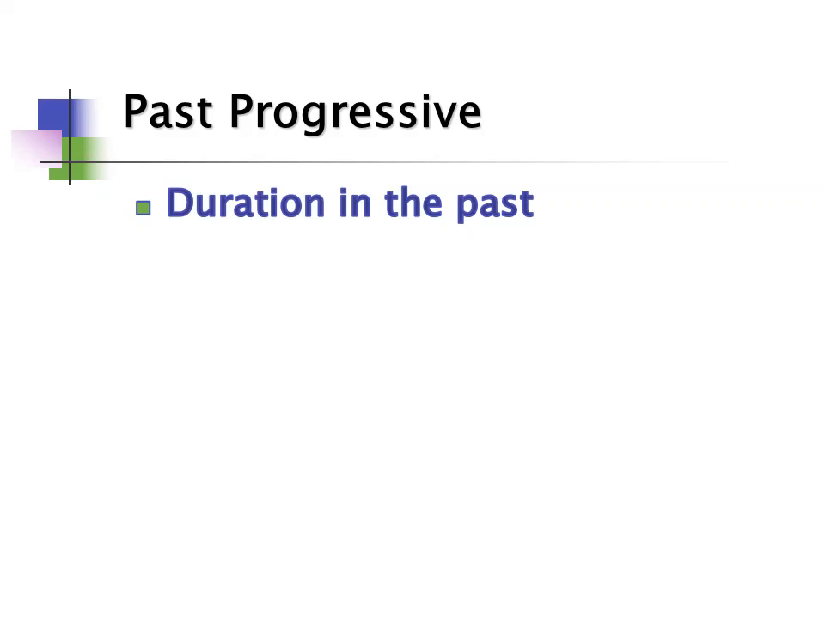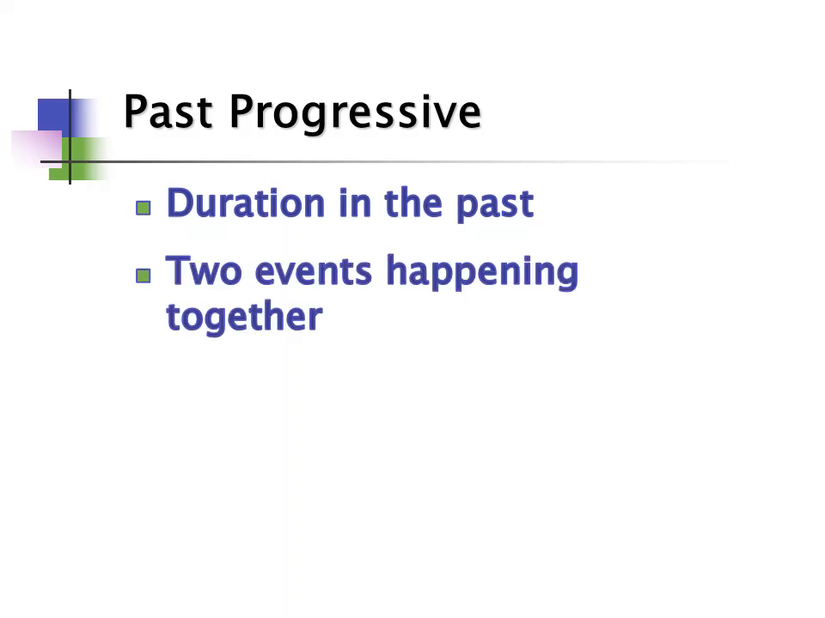And past progressive is also known as the past continuous. So it's an action that was continuing in the past. It could be 2 actions happening at the same time together that were in progress together or continuing together at the same time in the past.